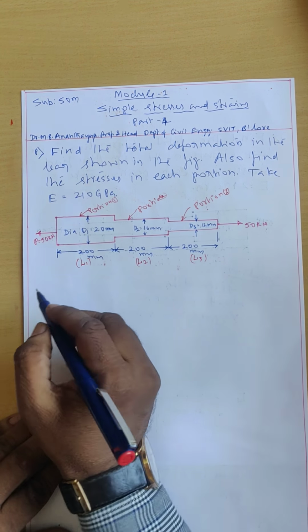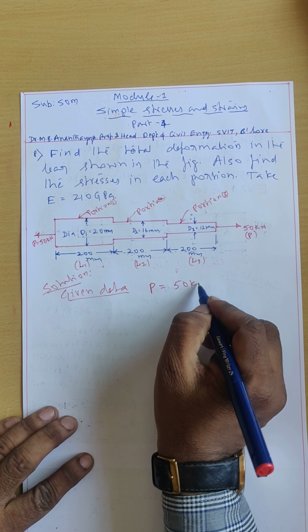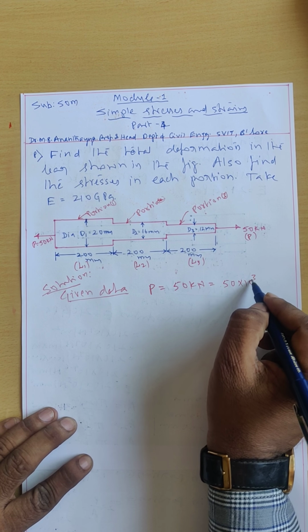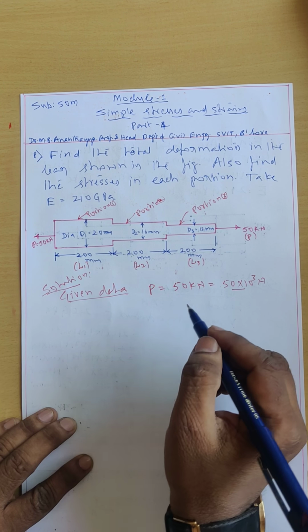Now solution. The given data is, the load P is given, this is represented by P. P is given, it is 50 kilonewton. 50 kilonewton means 50 into 10 to the power 3 Newton.